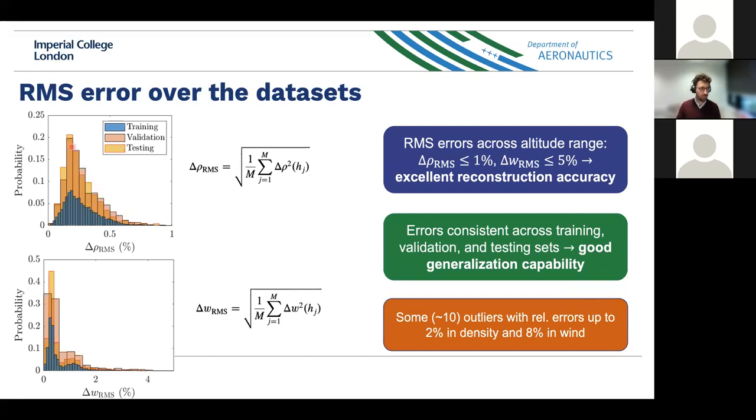We see a little higher errors on the validation and testing sets, but not at a level that really worries us. There are some outliers, in the order of 10, a few decades, with relative errors up to 2% in density and 8% in wind root mean square.